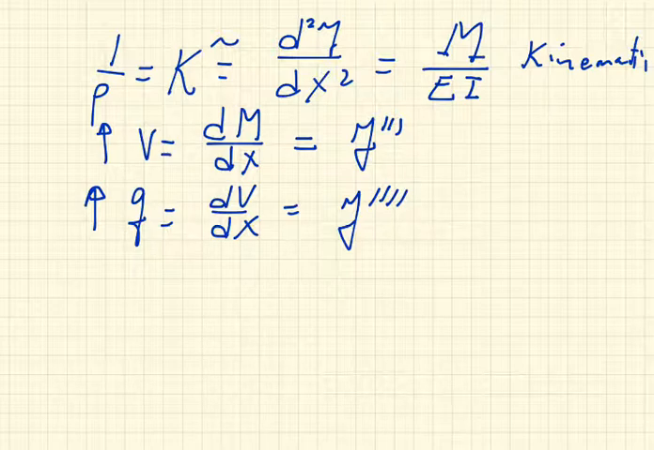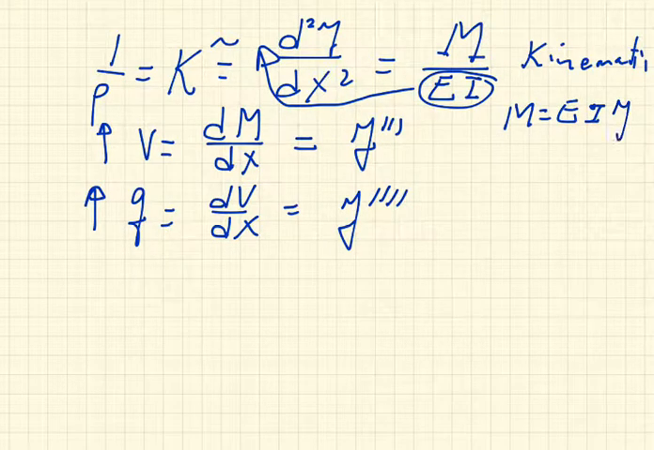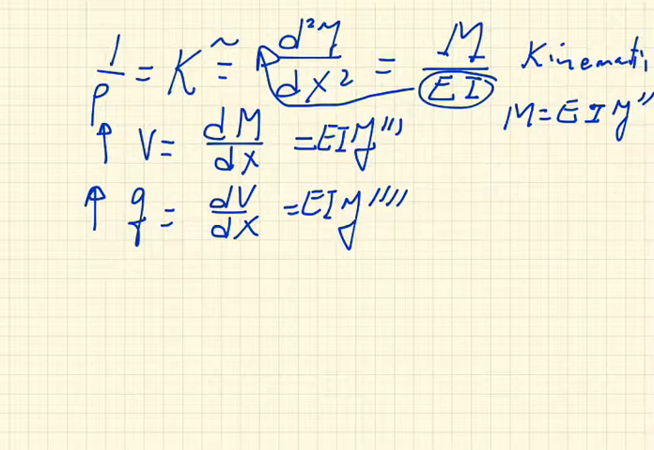Notice that dM by dx, if we take EI to the other side here, then M will be equal to EI times y double prime. And thus, if we take the first derivative of M, then you have to introduce E times I here. So these are the basic equations.